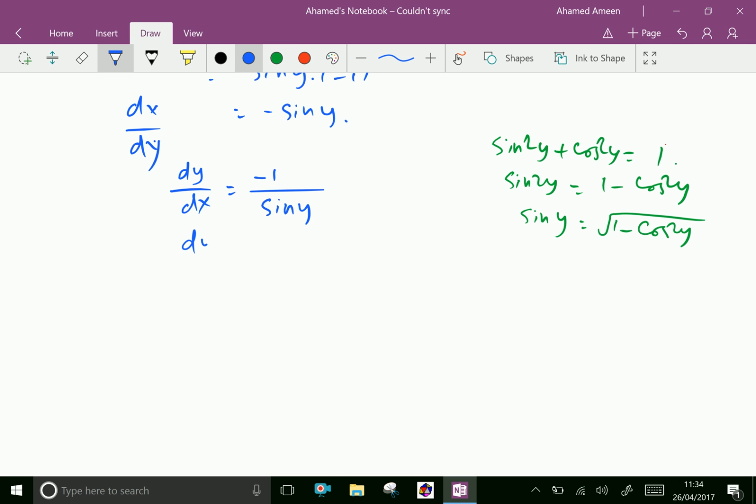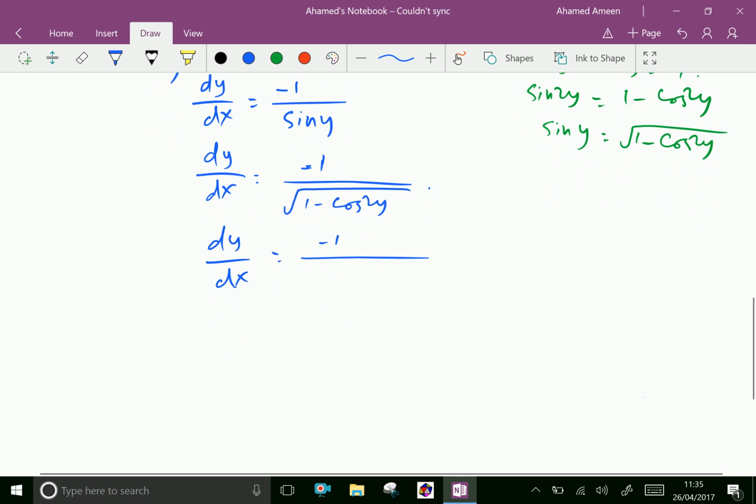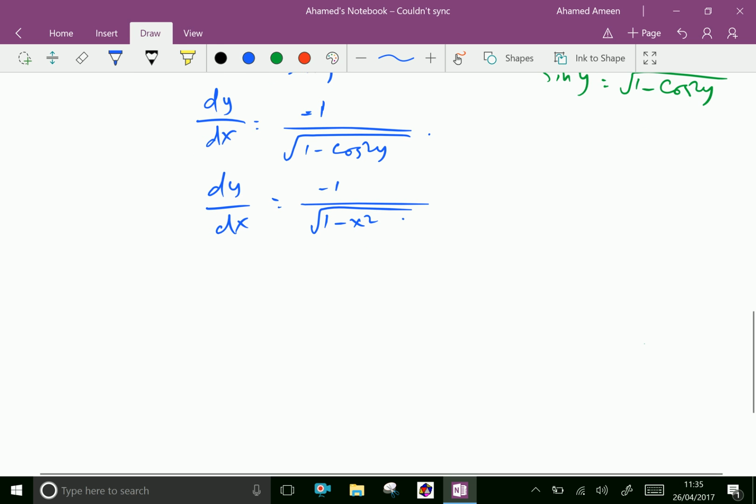dy by dx equal minus 1 over square root of 1 minus cos squared y. Already we have cos y as x. Substitute that value, that is square root of 1 minus cos squared y, cos y is x, that is x squared. Therefore, differentiation of cos inverse x is minus 1 over root of 1 minus x squared.